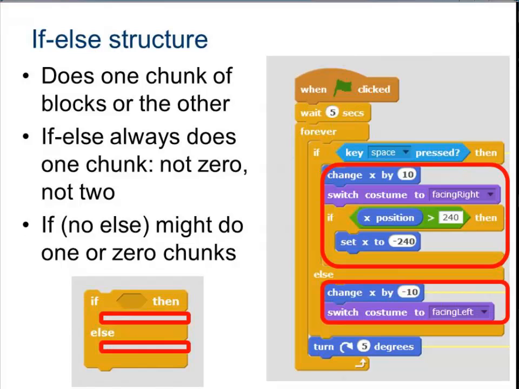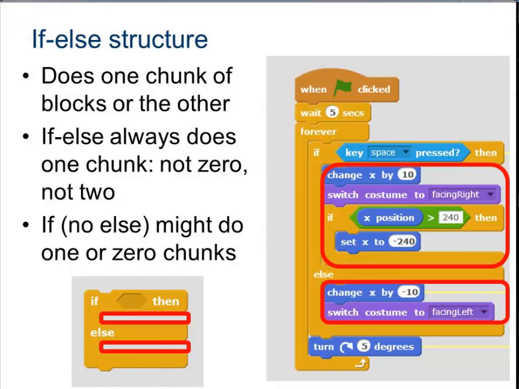Now it is possible to leave off the else, to have just what's known as an if structure, like this one right here. Then, if the conditional is true, the if chunk of code is executed. If the conditional is false, nothing in the structure is executed, and the computer proceeds with the next instruction.